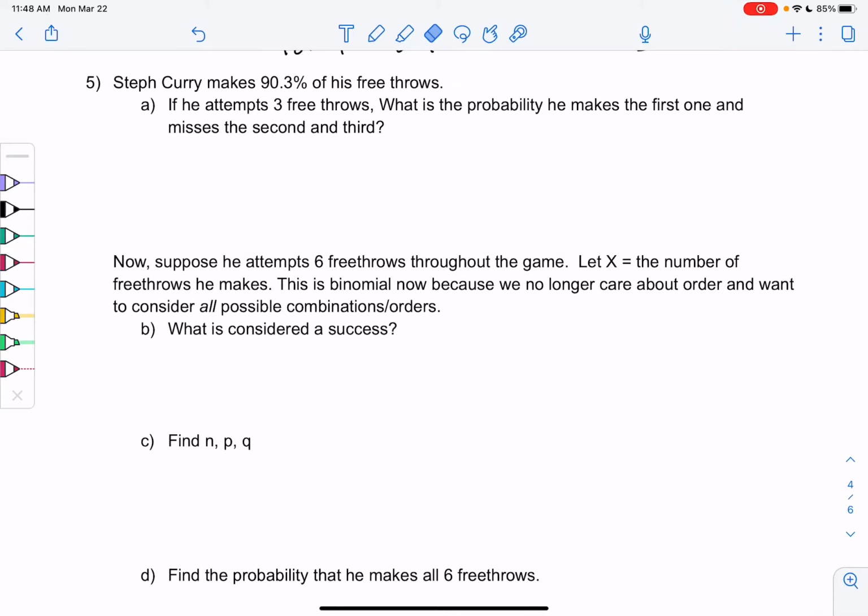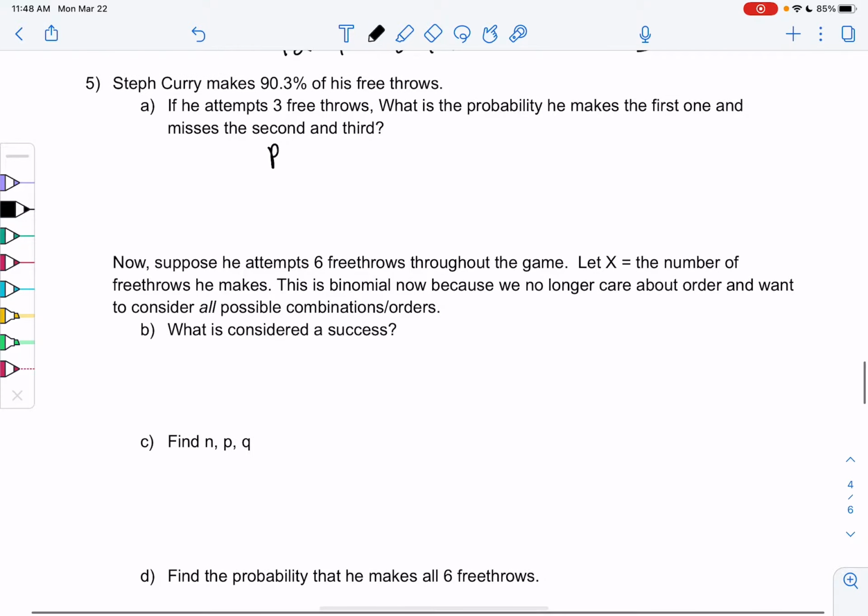Number 5 on homework, 5B. So Steph Curry makes 90.3% of his free throws. If he attempts 3, what's the probability he makes one and then misses the second and third?